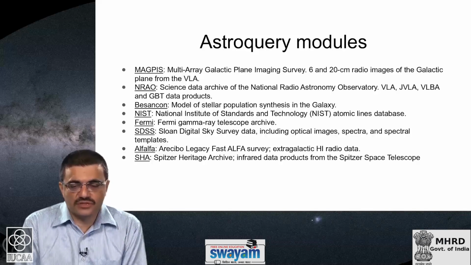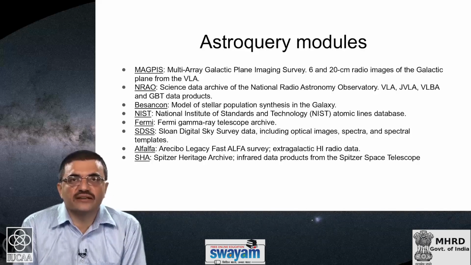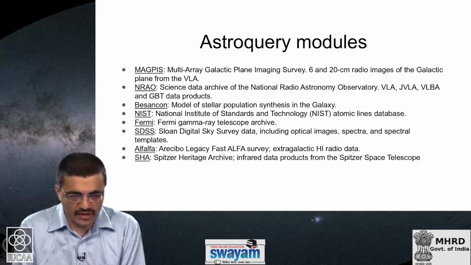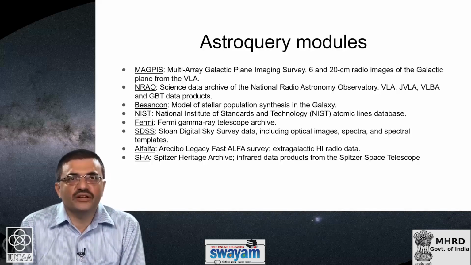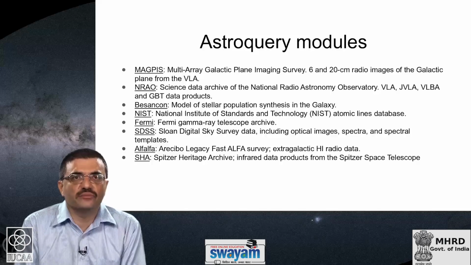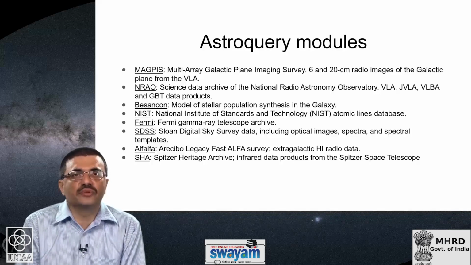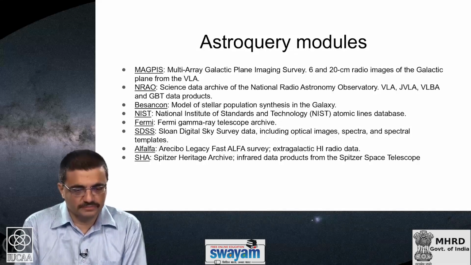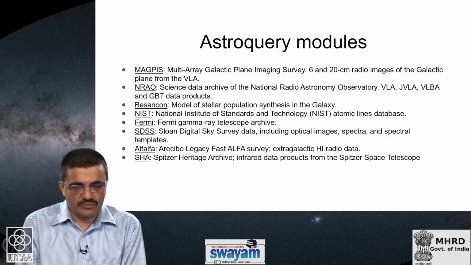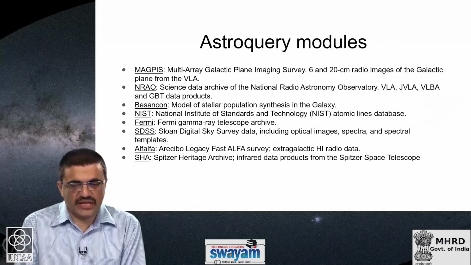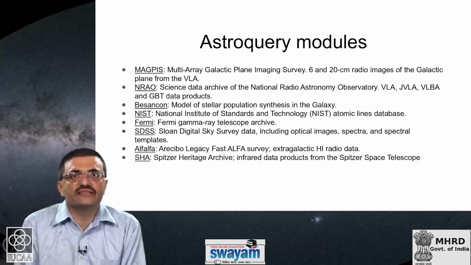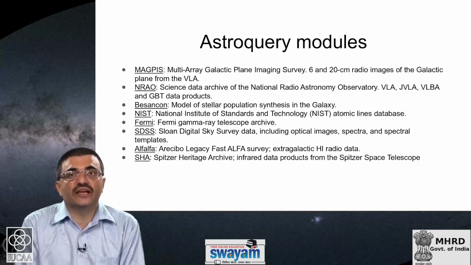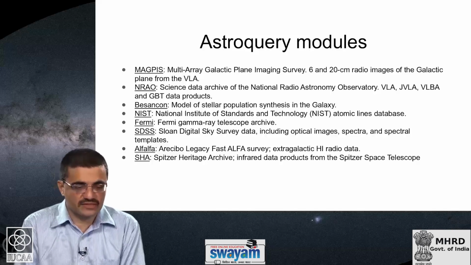The NIST package, maintained by the National Institute of Standards and Technology, gives you access to atomic lines databases. This is very important if you want to look for specific atomic transitions in your spectra, for example. You will need to know where all the lines are, and you can get them from here. Fermi gives you access to the Fermi Gamma Ray Telescope archive. SDSS gives you access to the entire Sloan Digital Sky Survey data, including images, spectra and spectral templates.